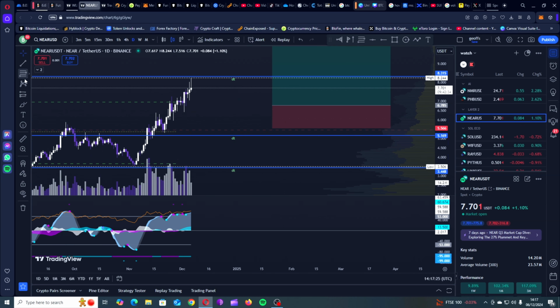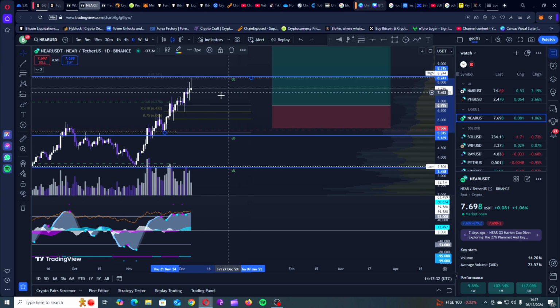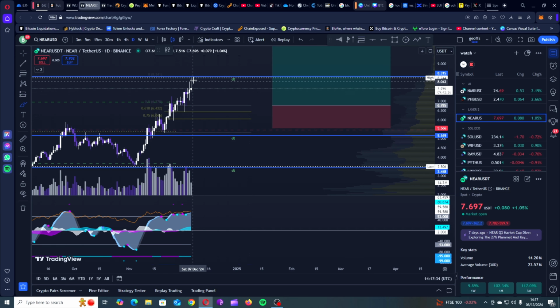This one, my near trade, from the initial push up. We're getting rejected off that daily level, potentially coming back into this zone here and then fire off. That's what I'm looking at.